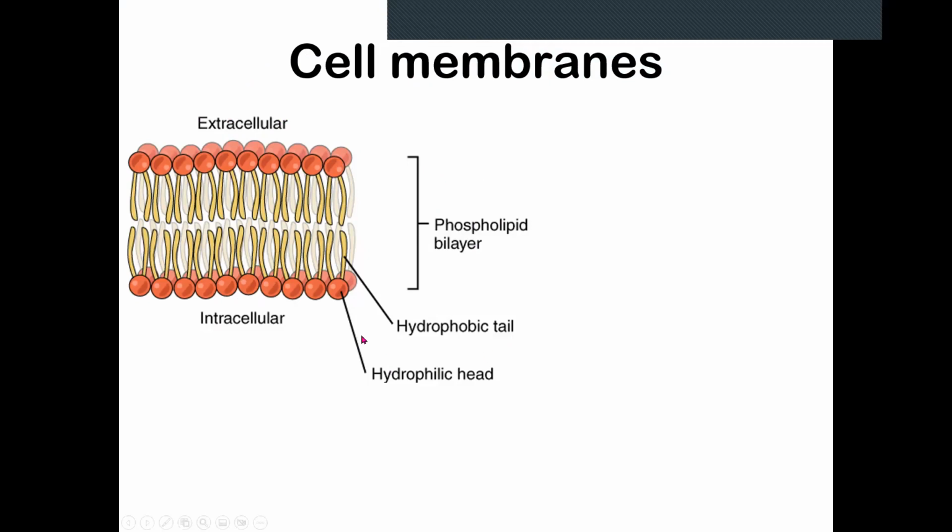Now it's important to realize that the head of these, the phosphate, has a negative charge, which means it's hydrophilic. It loves water, whereas the fat has no charge, so it's hydrophobic. Hydrophobic means it hates water. Hydrophilic, it loves water.